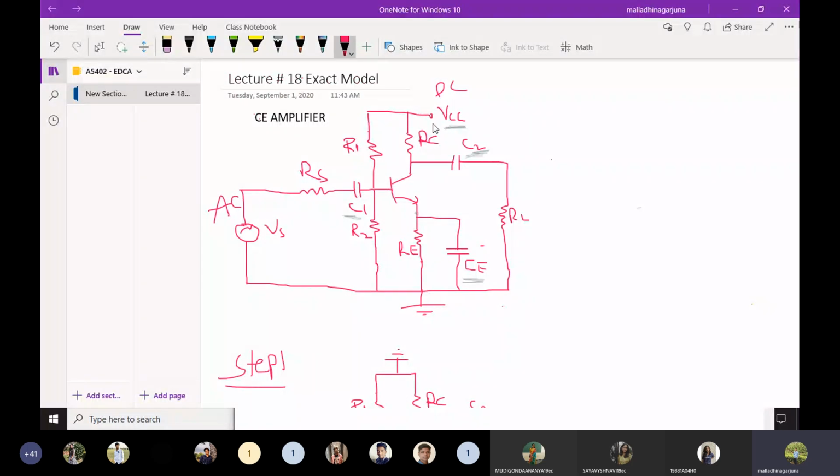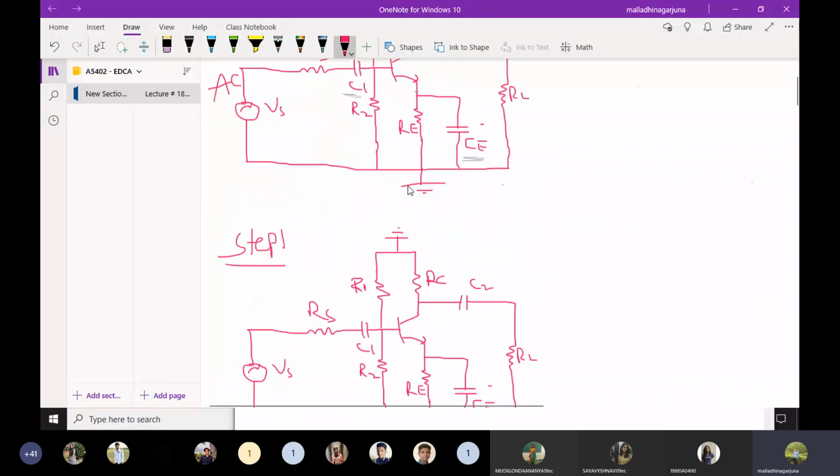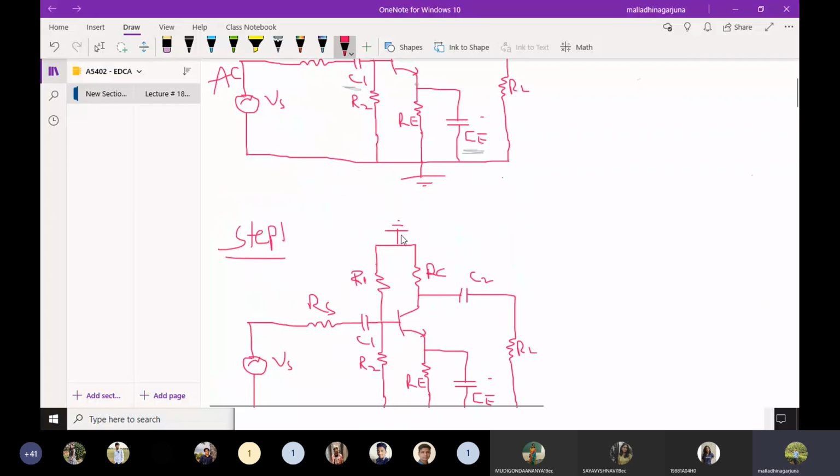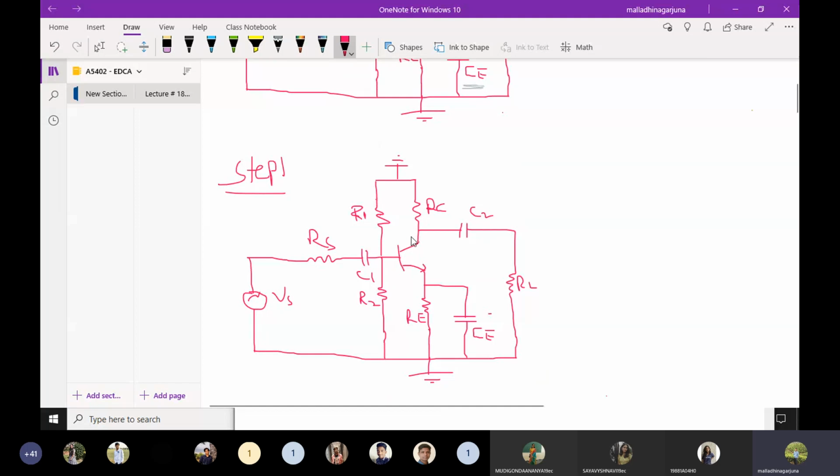So in the place of VCC, I'm just replacing that DC source with a ground connection. Connect all the DC sources to ground, right? So I replaced that DC signal with a ground connection. So this is my output circuit after step 1. Okay, so I connect the DC source.